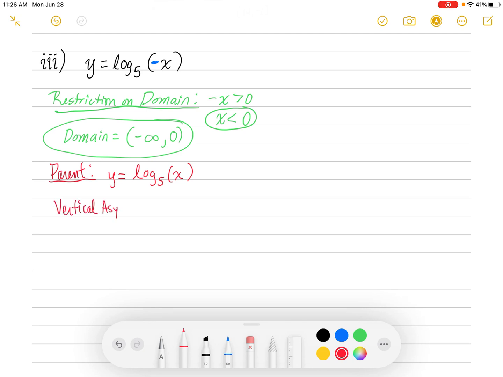and then we'll reflect the parent about the y-axis because of that negative inside of the log. So the parent is going to be y equals log base 5 of x. So you have a vertical asymptote always at x equals 0. You have an x-intercept.